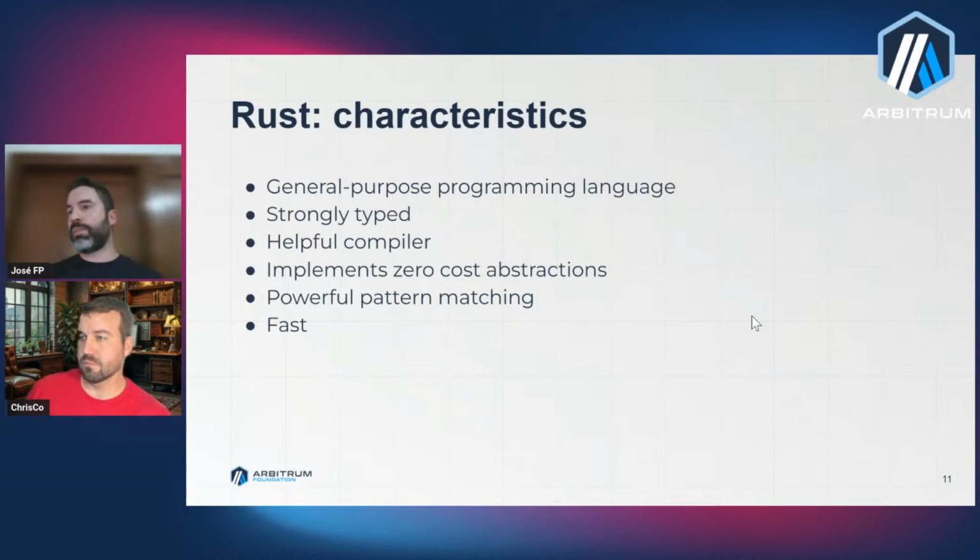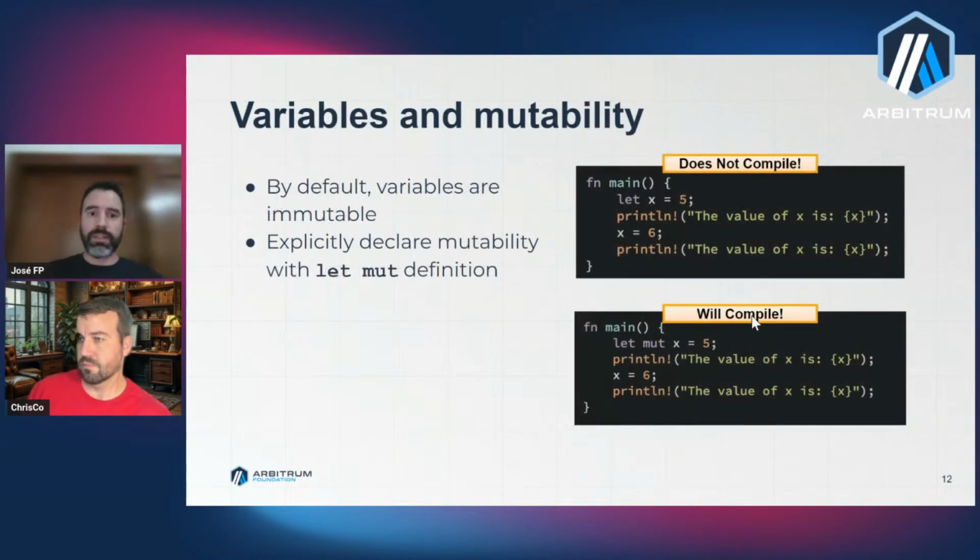It is a general purpose programming language. It is strongly typed. It has a helpful compiler. This means that it is designed in a way that potential issues will mostly arise at compile time, the ones that can arise at compile time, obviously, instead of letting them go to runtime. It implements zero cost abstractions, powerful pattern matching, and it's fast. It's very fast. Okay, so let's take a look at some of the basics of the language.